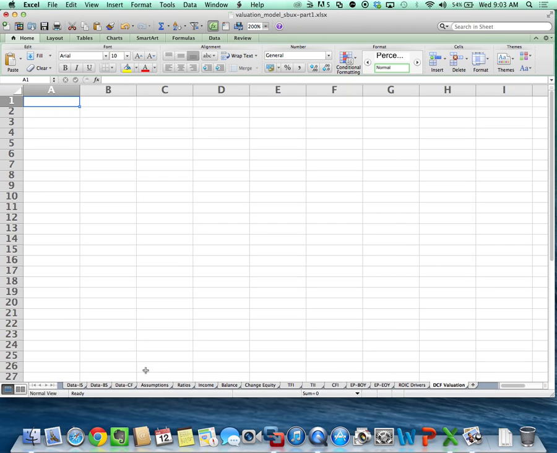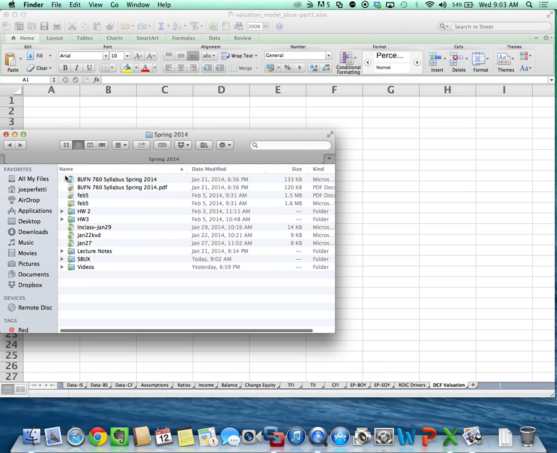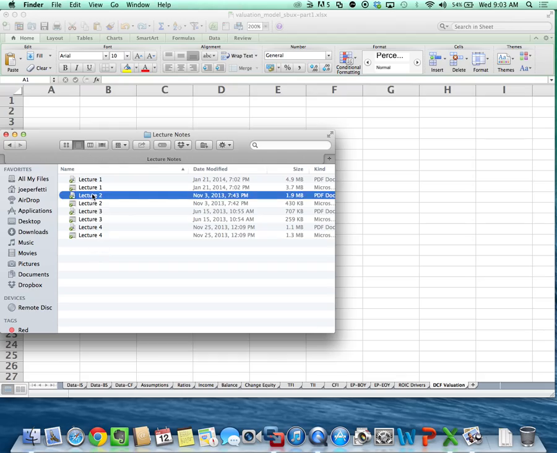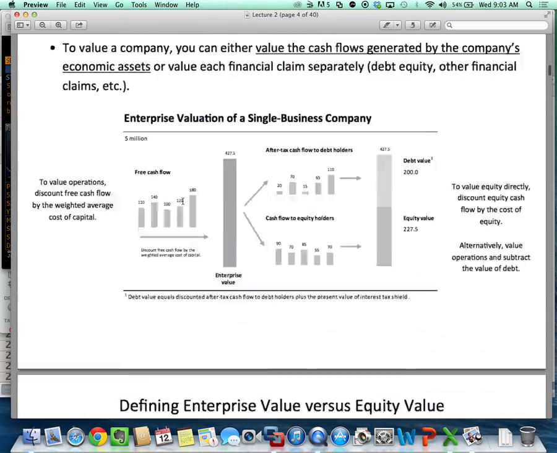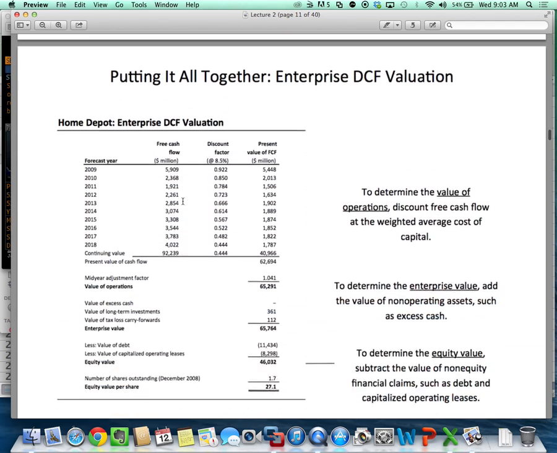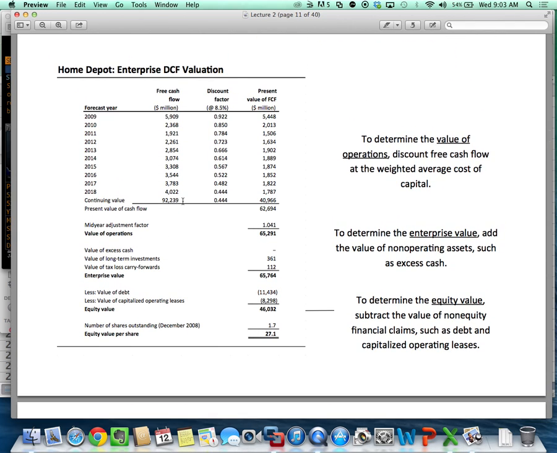And when we were going through the lecture notes last week, and we were talking about the process for valuation, I mentioned the Home Depot example in the book, where the book had done a discounted cash flow valuation of Home Depot, right? So we're going to use this as our roadmap to do the DCF valuation, because this is actually the process for the valuation. All right, so I'm going to set up this tab to look a lot like this.